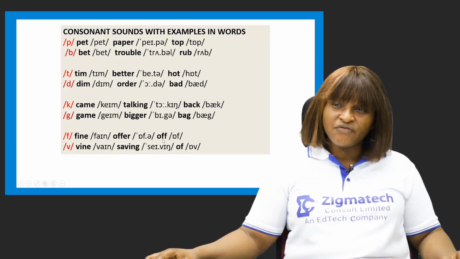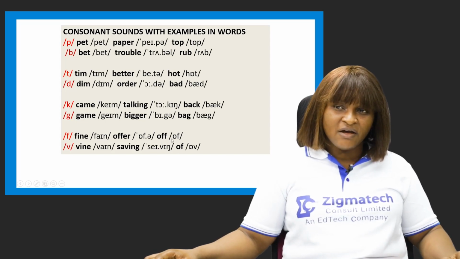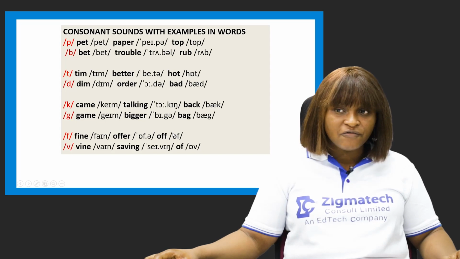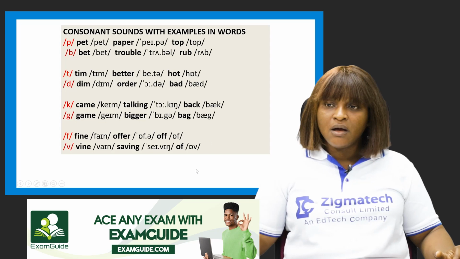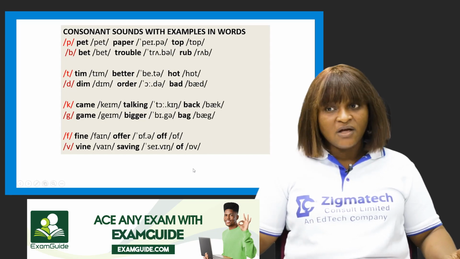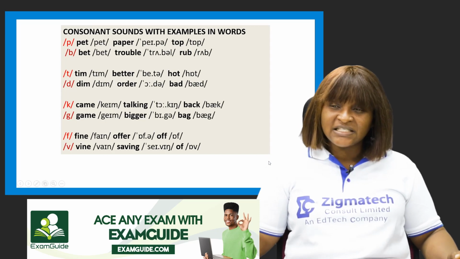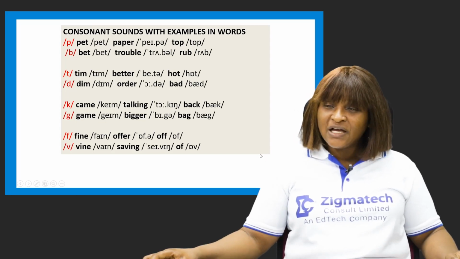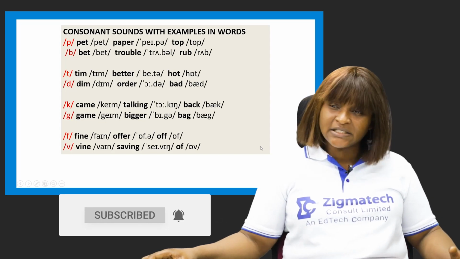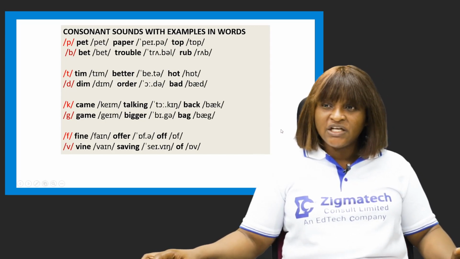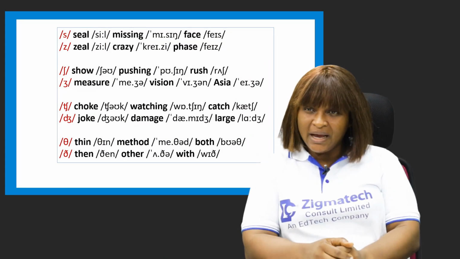You see, there's a difference between this and this. The OFF is pronounced as off, that's F, but the OF is pronounced as of. That F changes to V. So you understand that sometimes we have letters that appear as certain letters, but at the point of pronunciation, they change to a particular sound because of the way they are pronounced.